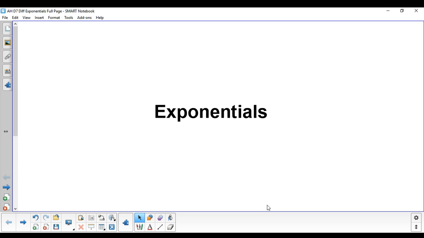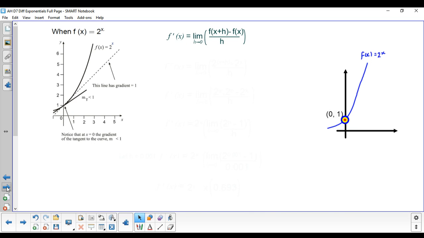So far, you have differentiated using the product rule, the quotient rule, you've learned about substitution, and you have already learned at the start about first principles. Today, we're going to find out about the derivative of exponential functions using first principles. So let's start with f of x equals 2 to the x.